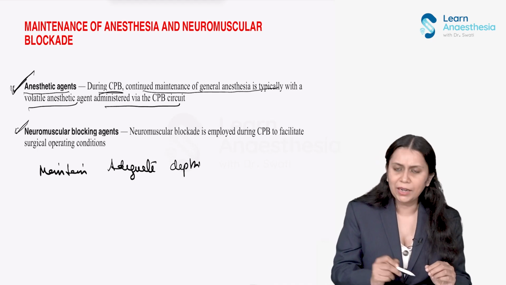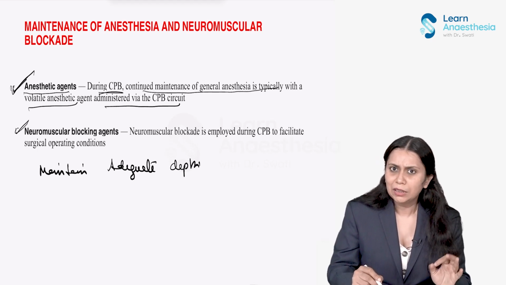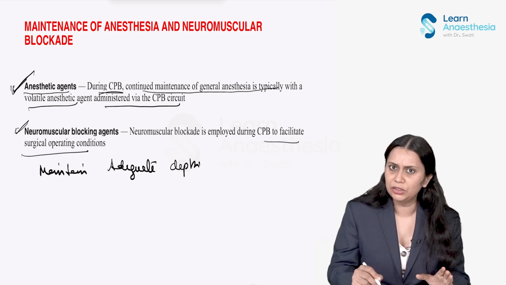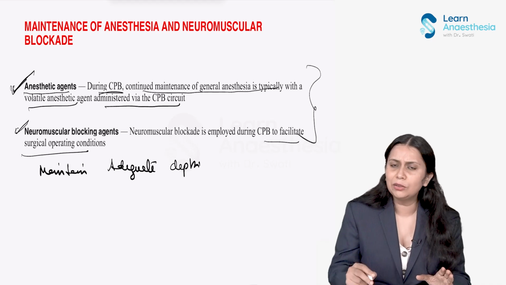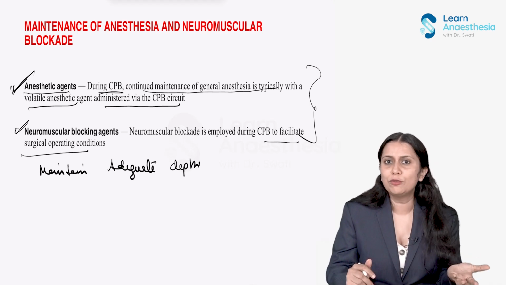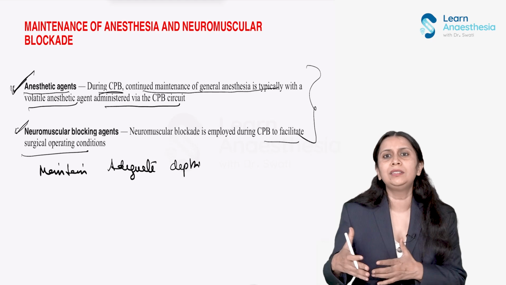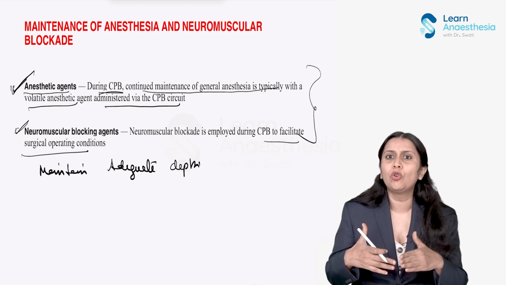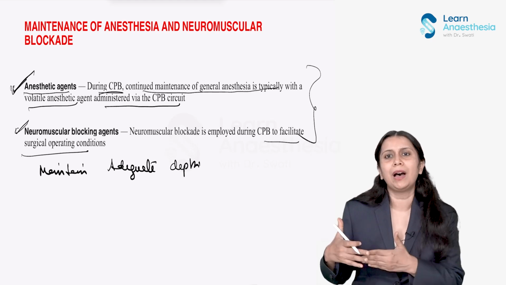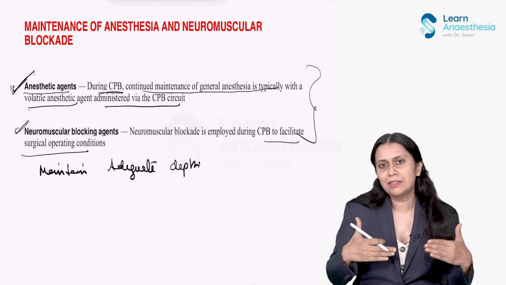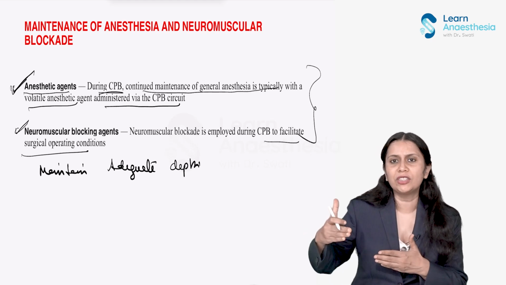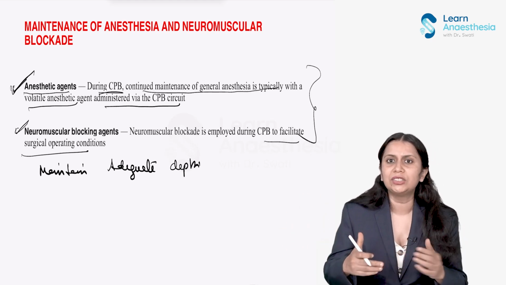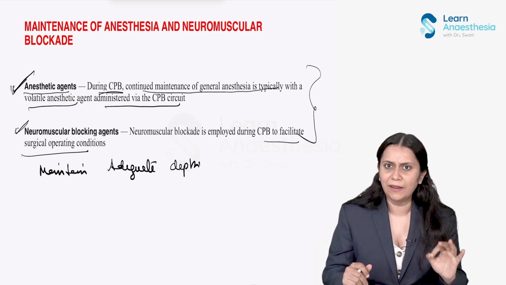Now, neuromuscular blockade employed during CPB is again added to the blood through the CPB machine to facilitate the surgical operating conditions. So as we maintain anesthesia during any normal procedure, here also we have to maintain it, but we have to put our drugs and everything through the CPB machine because the blood is not now moving through the normal circulation. The blood has been bypassed from the body, right? It is now moving in the CPB machine, getting oxygenated and returned to the body. So in this oxygenated blood, the anesthetic agents are also added through the special device which is attached.